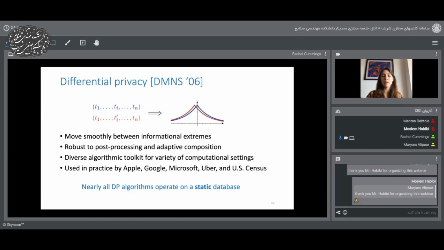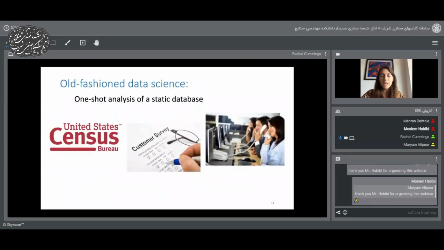But if you think about a lot of these use cases by these companies, for example, Google never just collects all the data once and then analyzes it, but rather it's continually analyzing data that it acquires online. And the same thing in virtually every DP use case. And so this brings us to the topic that we're going to think about today, which is how to do differential privacy in some kind of online setting.